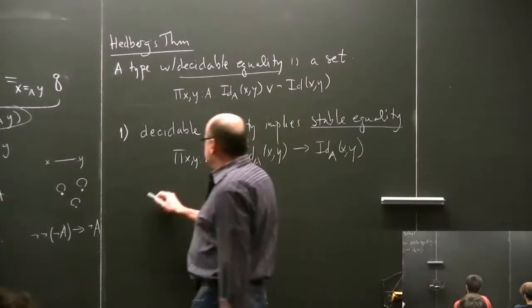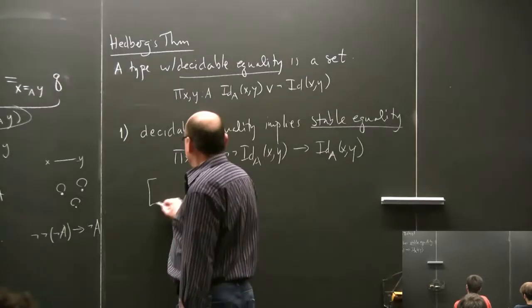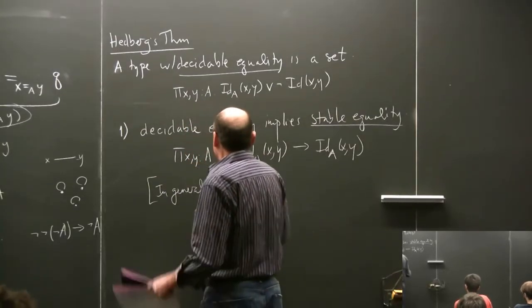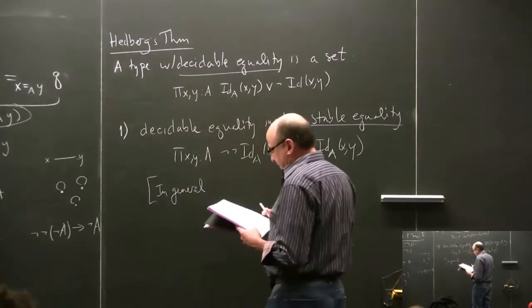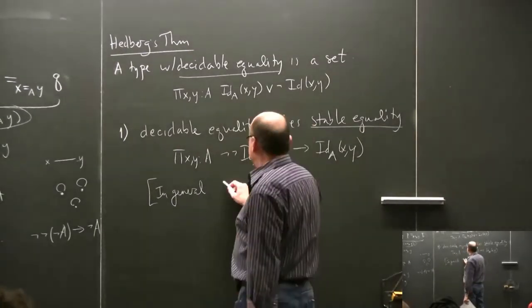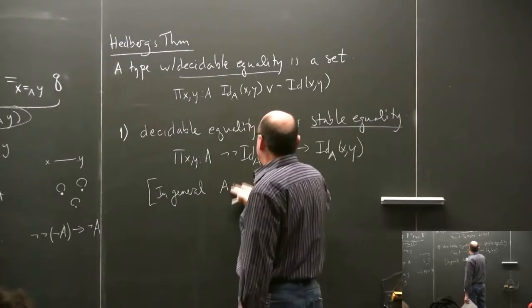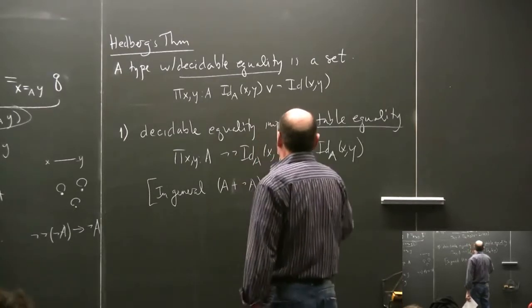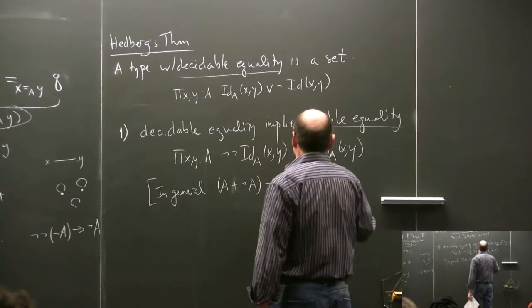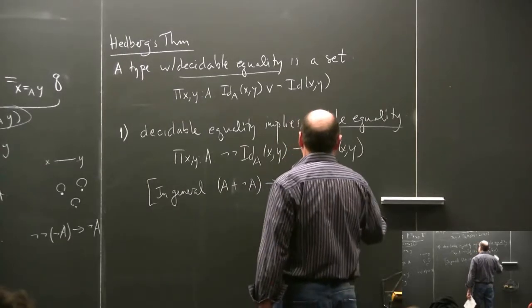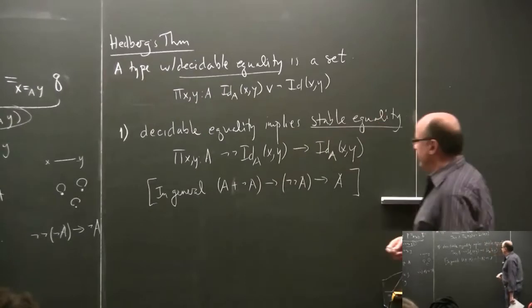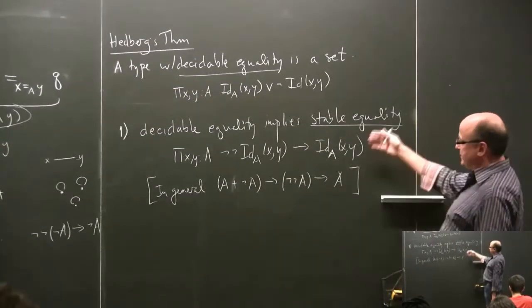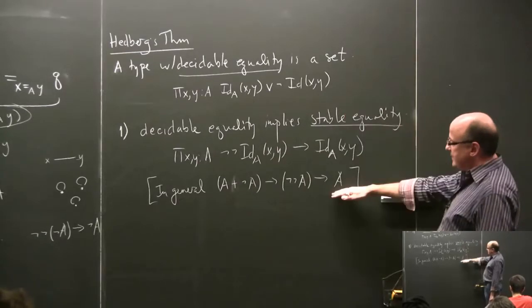In fact, in general, I'll just put in here, you can write it in a very special form. You can prove that if you have A or not A, then not not A implies A. That's a general fact. It doesn't matter what A is, and so this remark is just an instance of that.